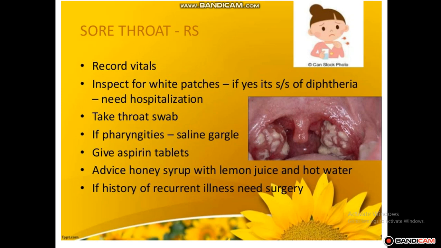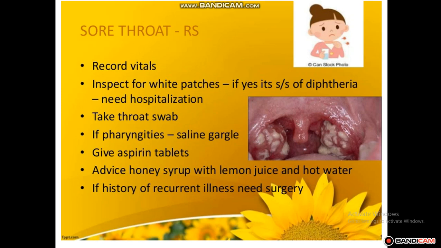Next is sore throat. This is also very common among students and youngsters, especially hostelites. One or the other will be having this problem. Record vital signs. Inspect for any white patches. If yes, check whether it is a sign of diphtheria. If it is a case of diphtheria, immediately isolate and take to the hospital.